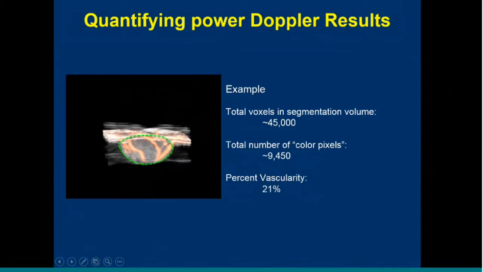And we quantify our power Doppler results using just the in-house Vivo software. It's very simple. You segment out the tumor volume, and you get the total number of voxels within that segmentation volume. And you also get the total number of color pixels. And it's just a binary classification. These pixels are the ones that had detected volume blood flow, and so you divide this number by that number, and it says that around 20% or 21% of this tumor volume is vasculature. Of course, this is done on a slice-by-slice basis to get an estimate of the vasculature throughout the whole tumor volume.